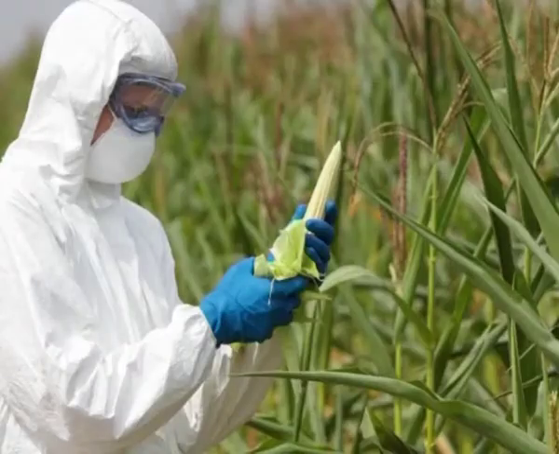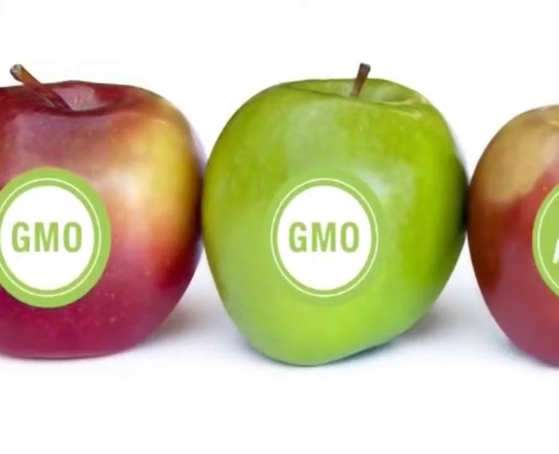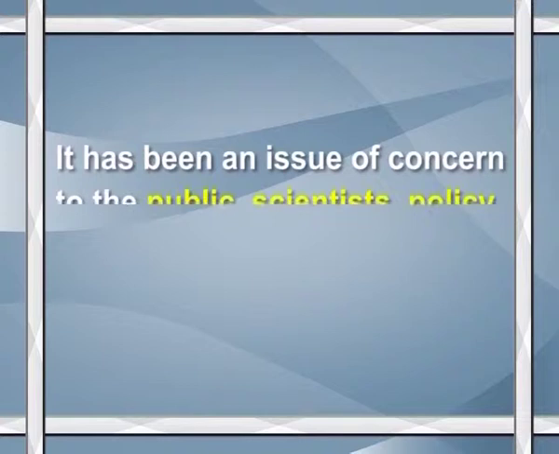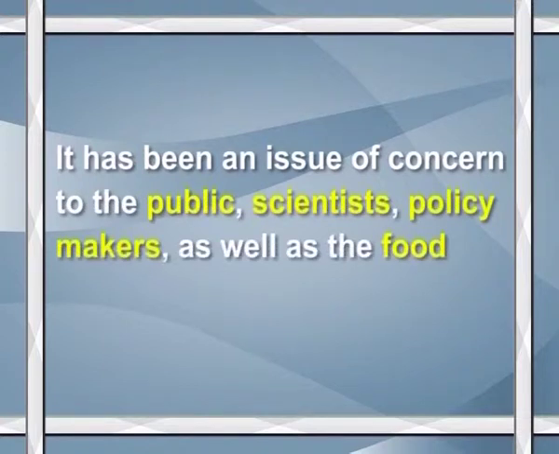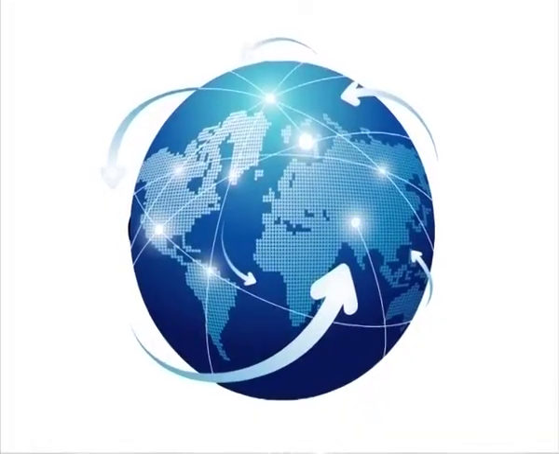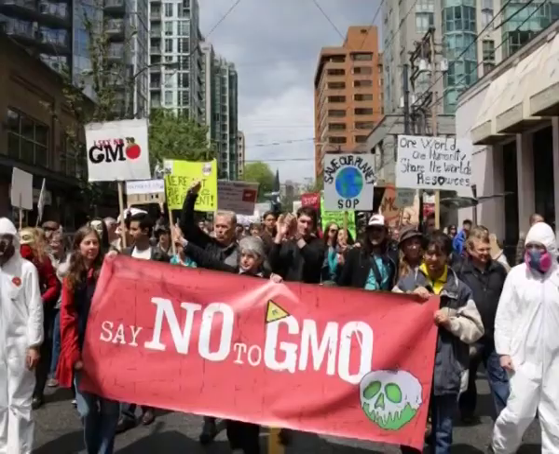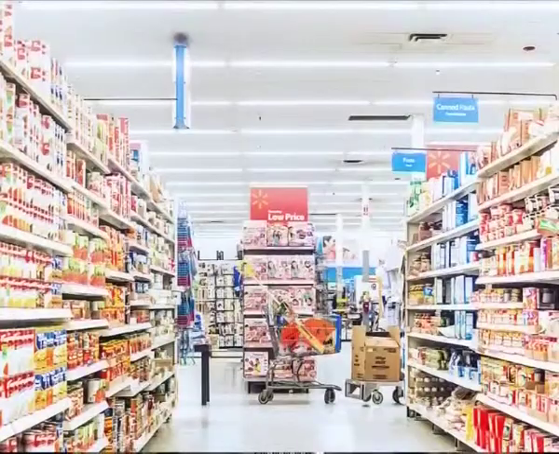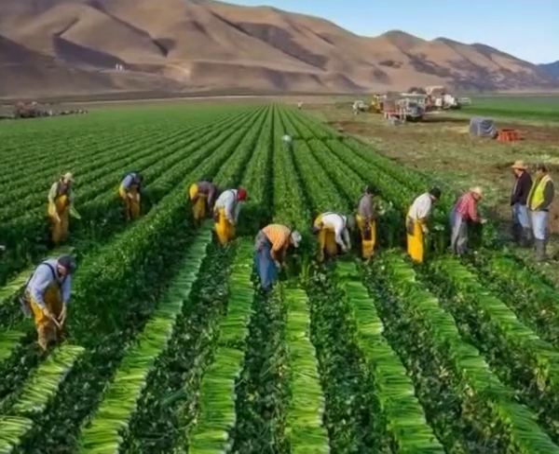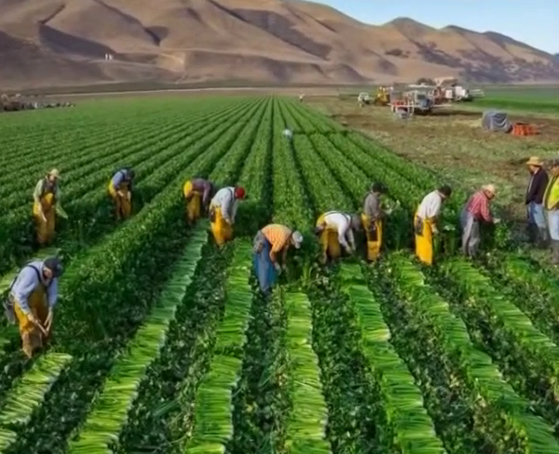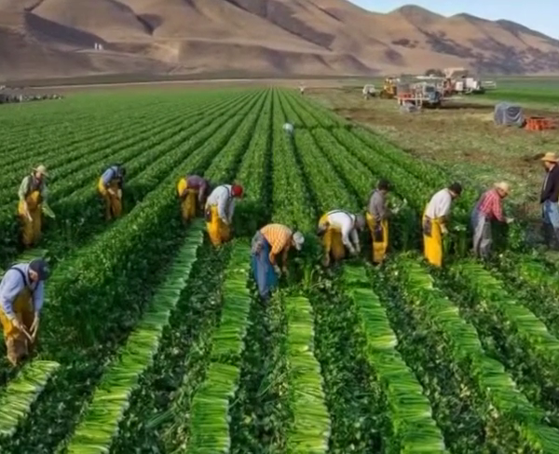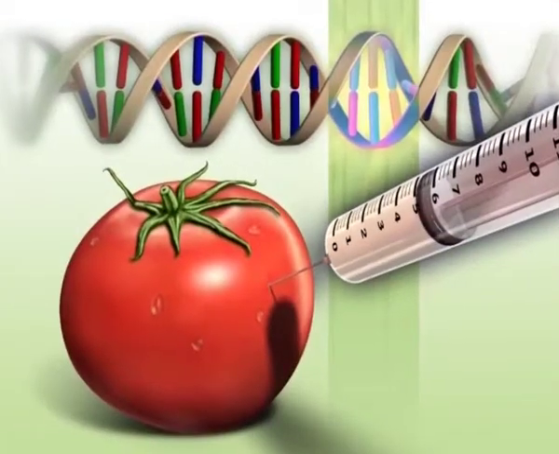Regulation of GM crops and GM foods proved to be a complex, multidimensional issue that needs to be addressed carefully. It has been an issue of concern to the public, scientists, policy makers as well as the food industry. Governments around the globe have considered issues, regulation and labeling of GM foods as an urgent priority and are working hard to set regulatory processes addressing GM foods.